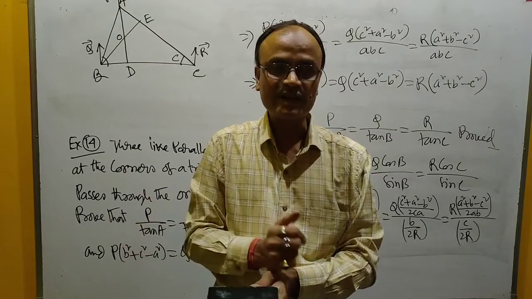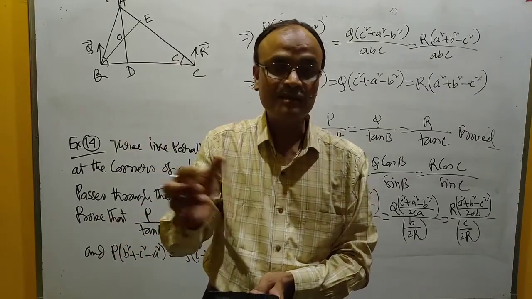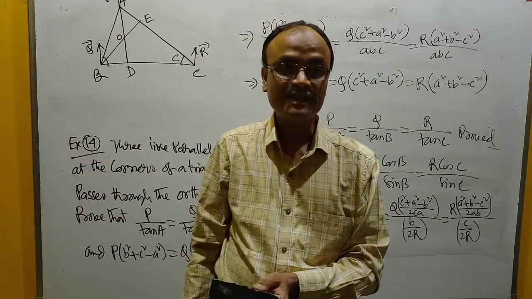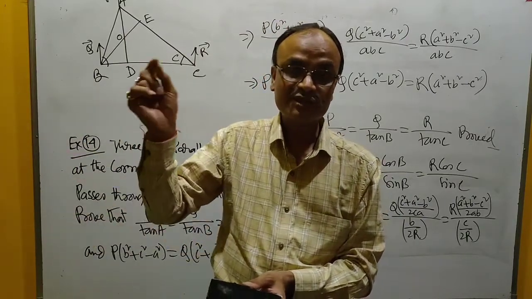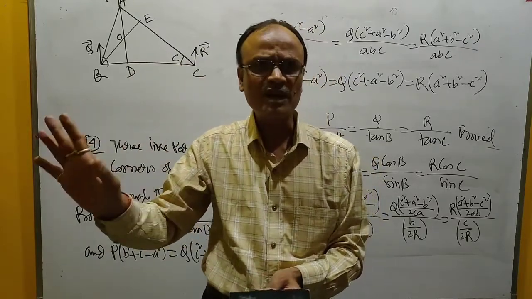If the resultant of three like parallel forces P, Q, R passes through the circumcenter of the triangle, then P by sin 2A equals Q by sin 2B equals R by sin 2C. And if the resultant passes through the orthocenter of the triangle, then P by tan A equals Q by tan B equals R by tan C.